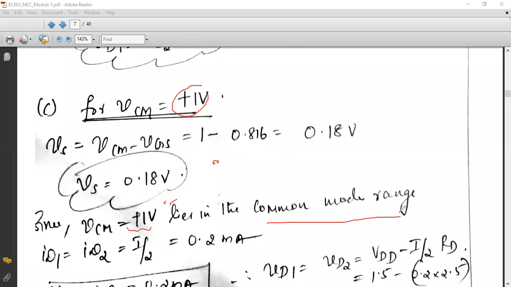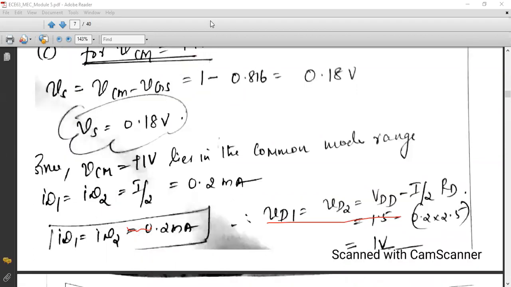Already you have done that common mode range, that is VCM min and VCM max. So check those upper and lower limits and find whether this plus 1 volt lies in between. Accordingly, fix that this is working in the common mode range. Then ID1 will be equal to ID2, right? Which is nothing but half of 0.2.